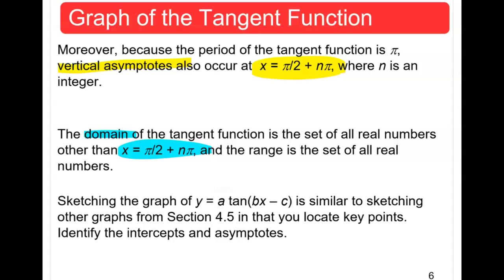So for example, the A here will represent a vertical stretch or shrinking. The B will represent a horizontal stretching or shrinking. And then we have C, which will represent a horizontal shifting, or we also call it translation. And just like we did with the previous section, we're going to learn how to locate certain key points such as the intercepts and the asymptotes so that we could graph our tangent function.